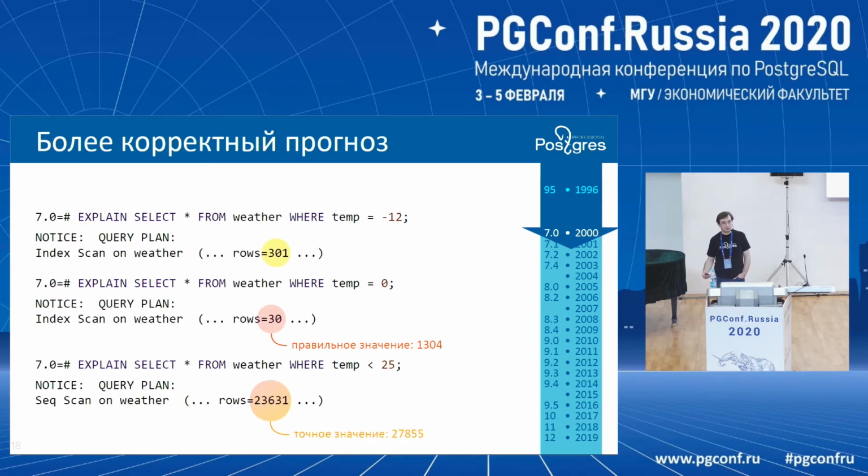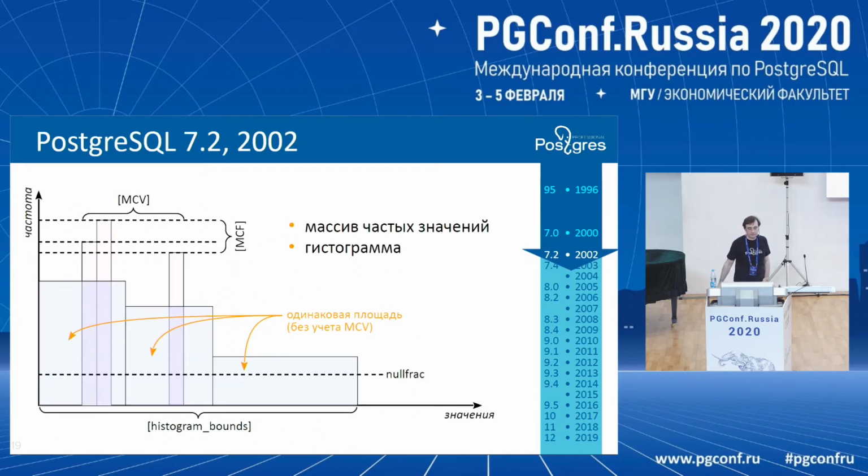So what do we get out of it? It gives us, for example, if we want to look how many times we encountered minus 12 degrees, then the scheduler will evaluate the selectivity correctly, with correct result. In other cases, it will be mistaken. So selectivity for inequality in this version was corrected, and the formula gave us quite precise results.